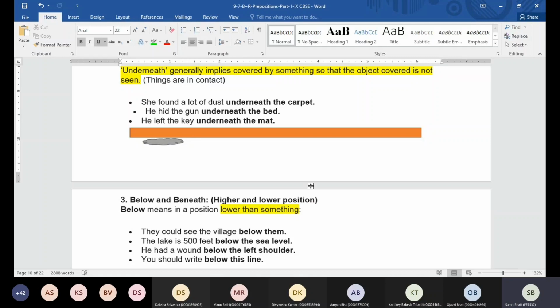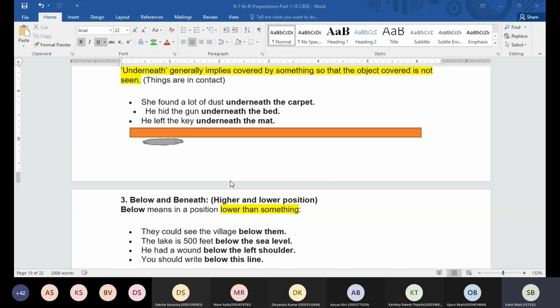On the other hand, below and beneath show the position of two things. One thing is at a higher position, one thing at a lower position. So when you refer to the positions of two things, we use the words below and beneath. Below means in a position lower than something, and beneath also means the same thing, but there's a slight difference. We'll study about that later.